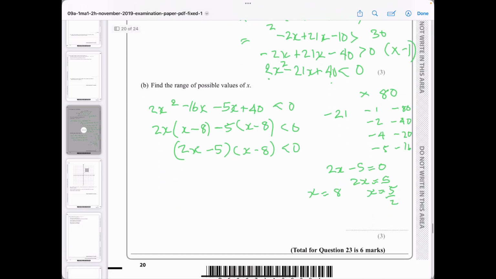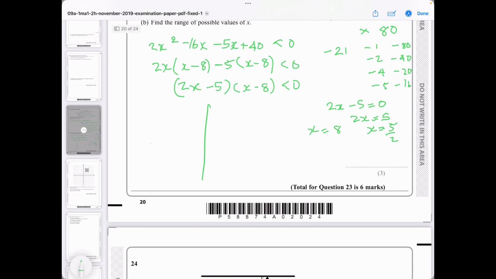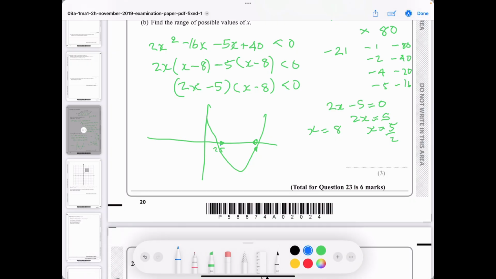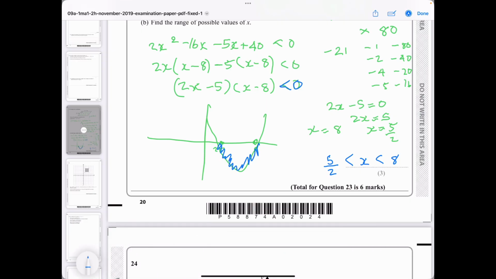Now, when we draw this, it looks like this, and it goes through x equals 8 and x equals 2.5. And it turns out that all the stuff that is under here is under 0. So it means that x has to be between 5/2 and 8. And that is this one.